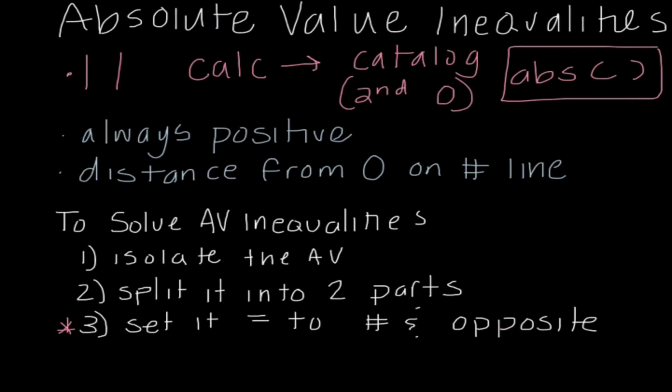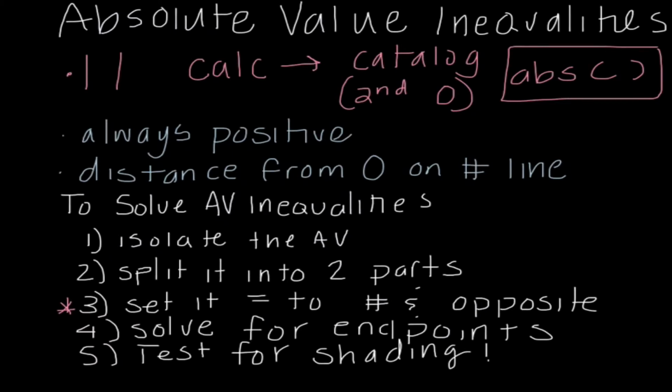The reason we're doing this is because I know that in order to get an answer of 8, whatever's inside the absolute value could either be 8 or it could be negative 8, because both of those values are 8 away from 0 on the number line. After we do that, we're going to solve both of those for endpoints. And I do want to point out that we're setting it equal to. I'm kind of throwing away whatever that inequality symbol was. And then our final step, we're going to test the intervals for shading. So we need to figure out what values make a true statement inside our absolute value inequality.